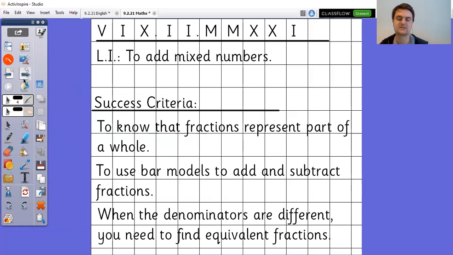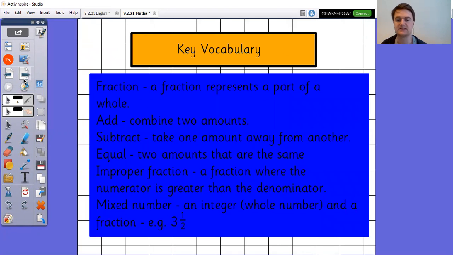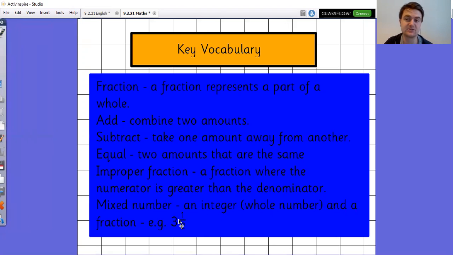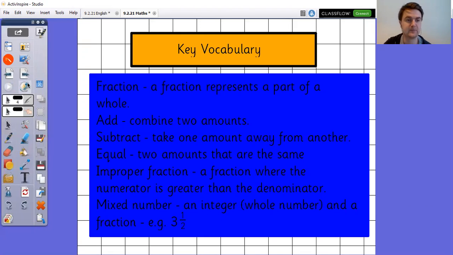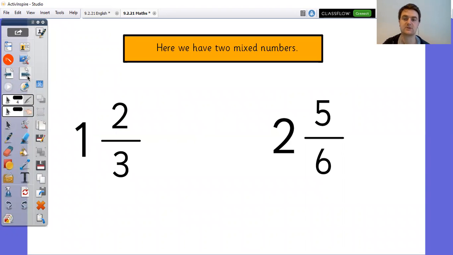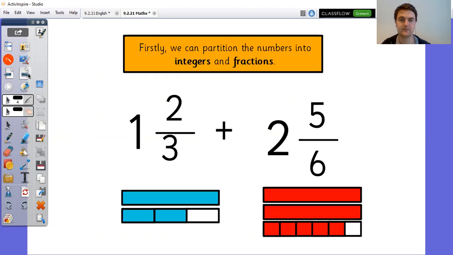Okay, so today we're looking at adding mixed numbers. Now, a mixed number is an integer and a fraction. So, for example, 3 and a half: 3 is our integer, a half is our fraction. So here we've got two mixed numbers. We've got 1 2/3, and we've got 2 5/6. How can we add them together?